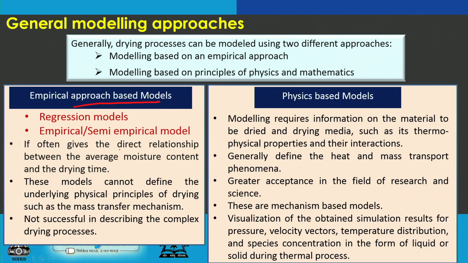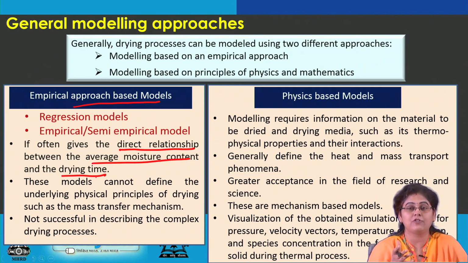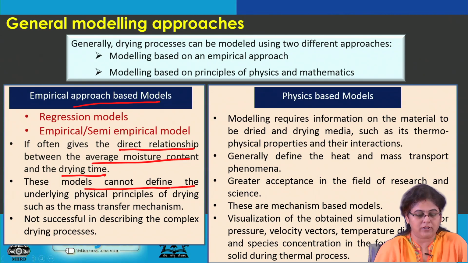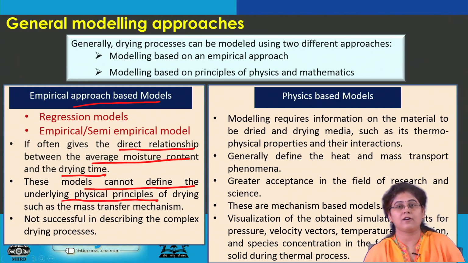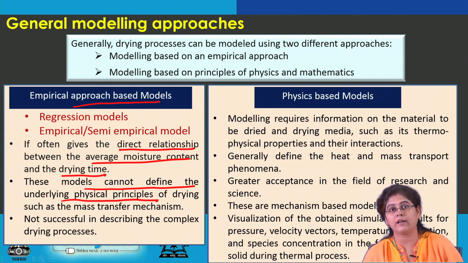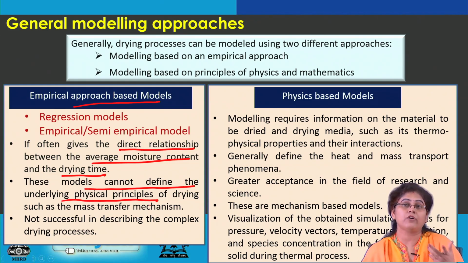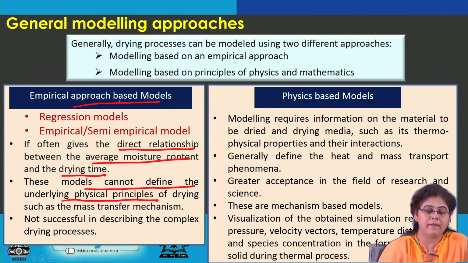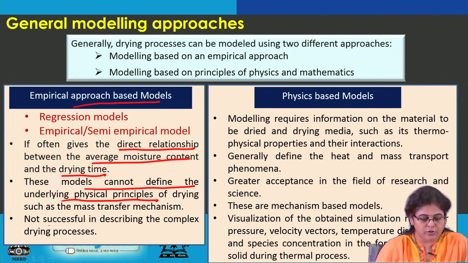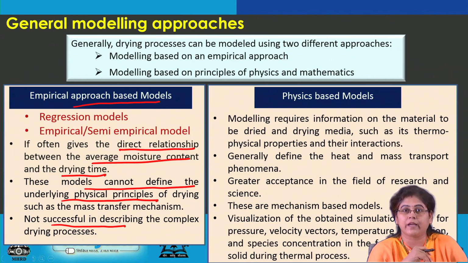That means it often gives the direct relationship between the average moisture content and the drying time, or temperature versus the drying time, which can be predicted using the experimental data set. But these models cannot define the underlying physical principles of drying, such as the amount of heat penetration into the food material and the moisture transfer mechanism during drying. These intrinsic parameters cannot be well defined by empirical models, so they are not successful in describing the complex drying phenomenon.